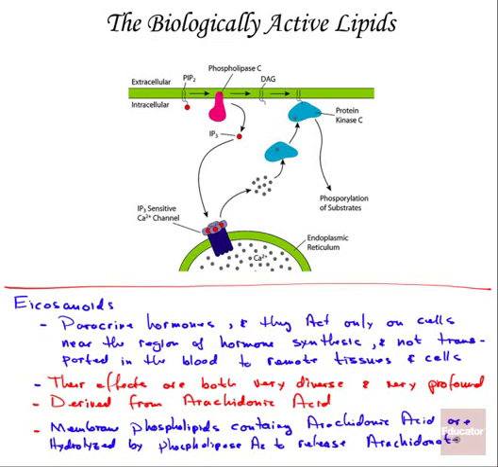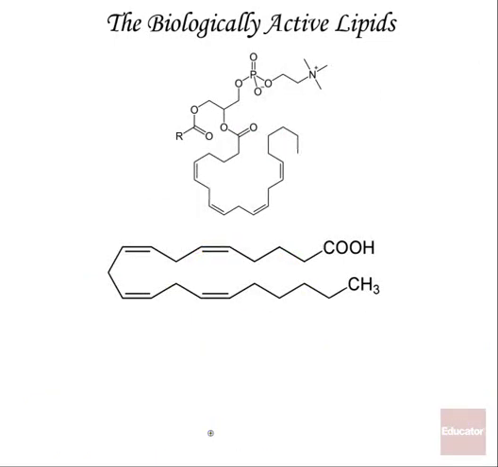And remember, when we say arachidonate, it just means it's the ionized form. Arachidonic acid is protonated, arachidonate deprotonated. Okay, so that's what happens. So these eicosanoids are paracrine hormones. They act only on cells near the region of hormone synthesis, and they're not transported in the blood to remote tissues and cells. Their effects are diverse and profound. They're all derived from arachidonic acid, and the arachidonic acid comes from the membrane phospholipids that contain it and are hydrolyzed when needed.